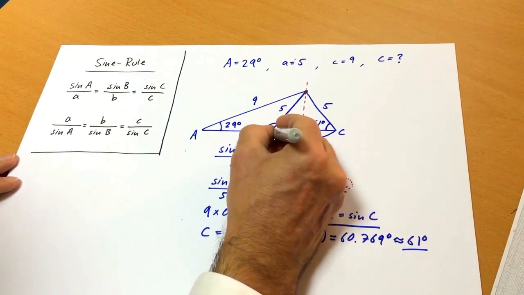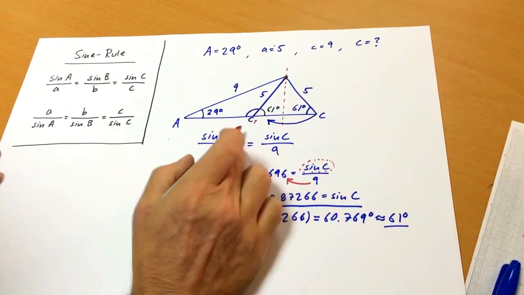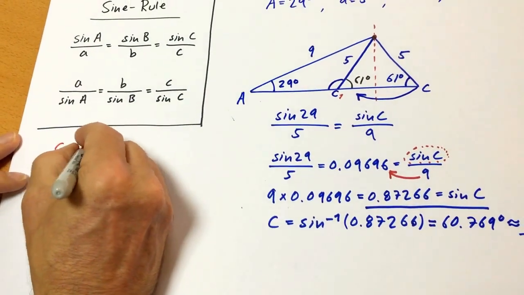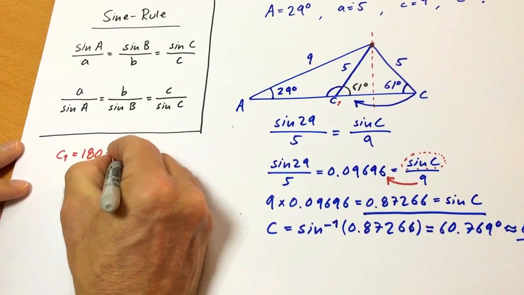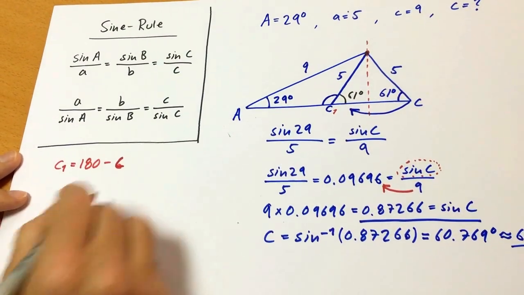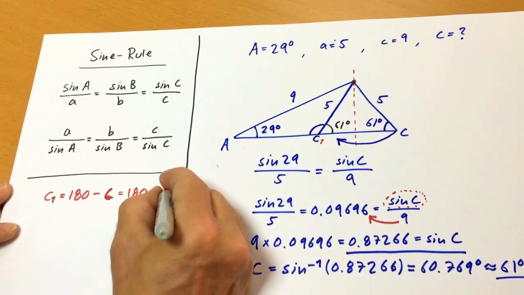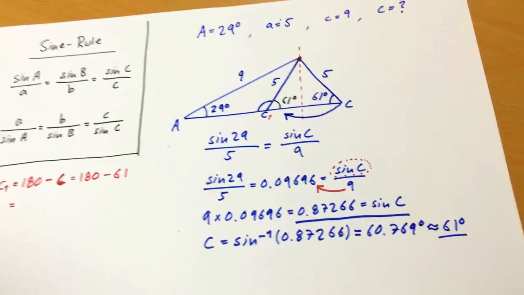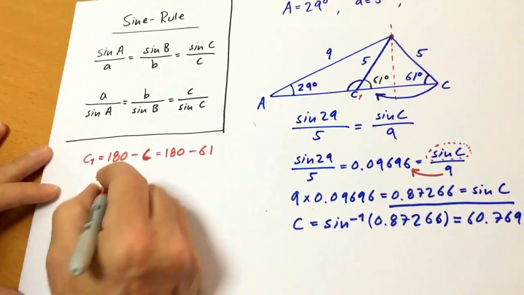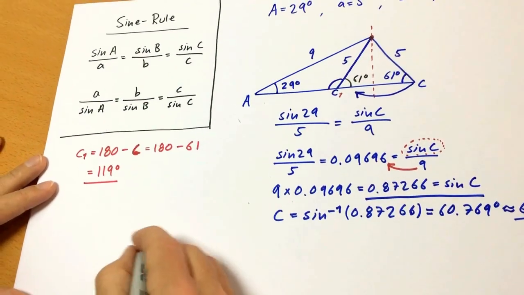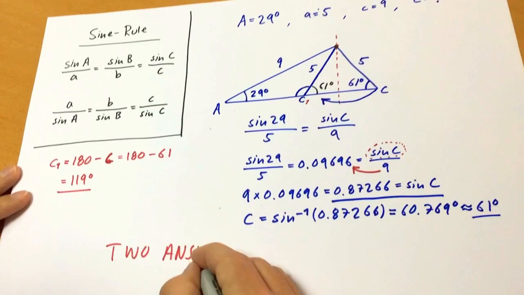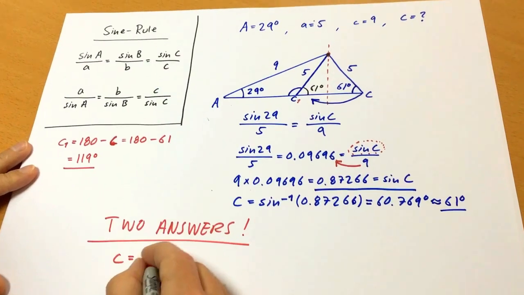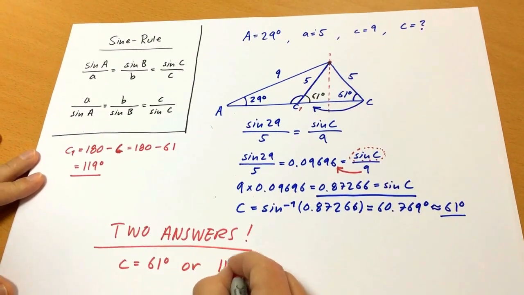Let's call this angle C1. So C1 will be equal to 180 minus C. Oh, sorry, that should be C, not 6 or anything. 180 minus C, so this is equal to 180 minus 61 degrees. And that's how I find the other angle. It's more or less equal to 119 degrees. So there are two possible answers. Two answers! C is equal to 61 degrees or 119 degrees.